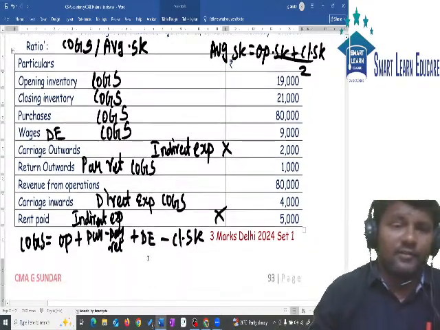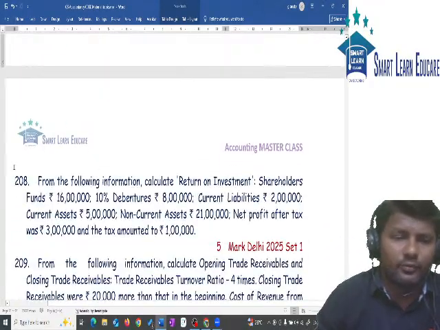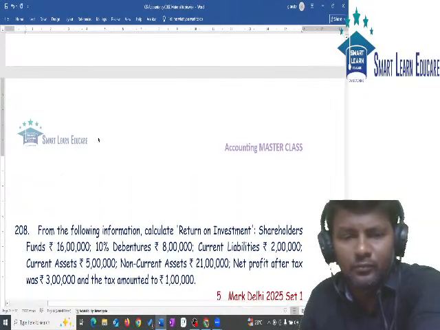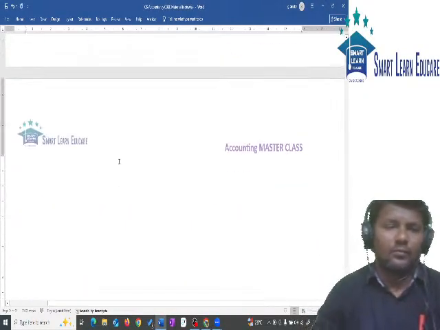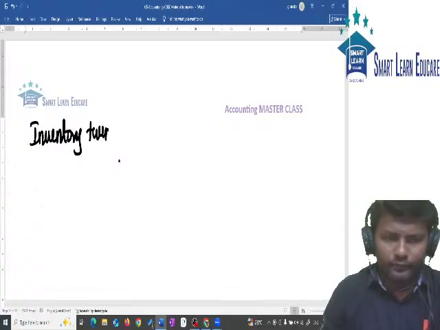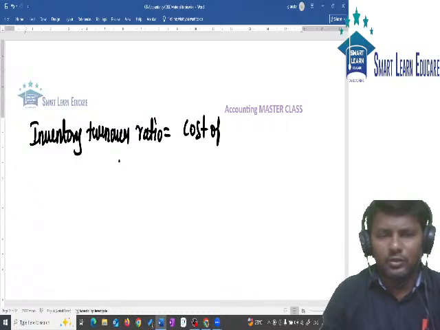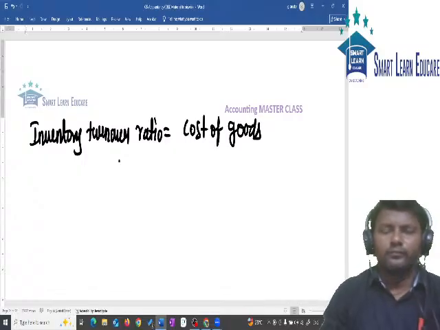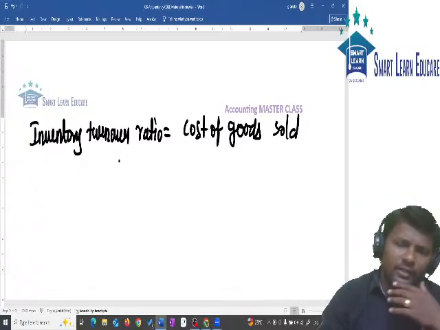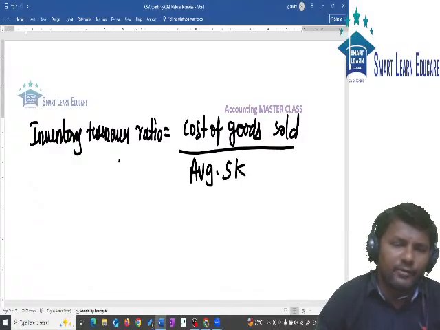Okay. What is the first requirement? Inventory turnover ratio. The formula for inventory turnover ratio is cost of goods sold divided by average stock.